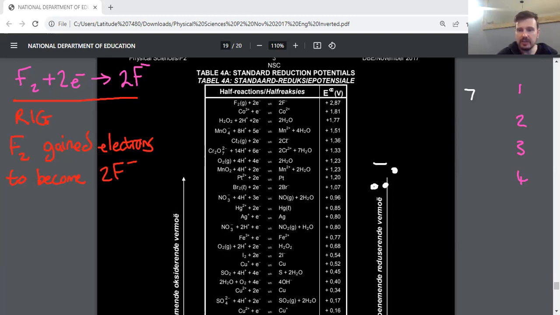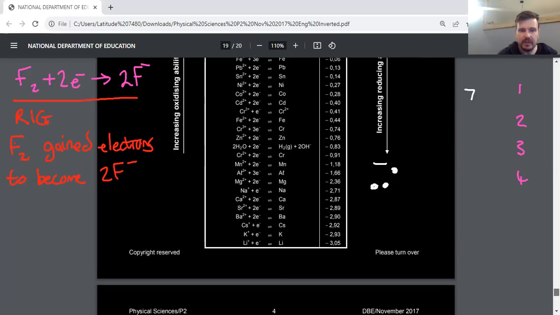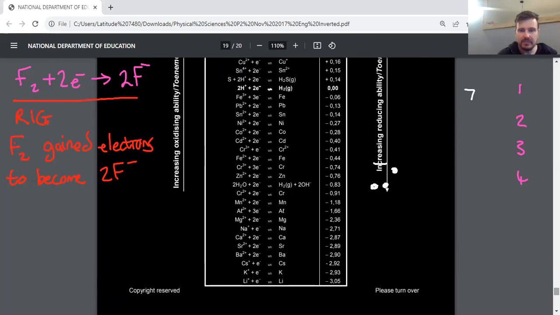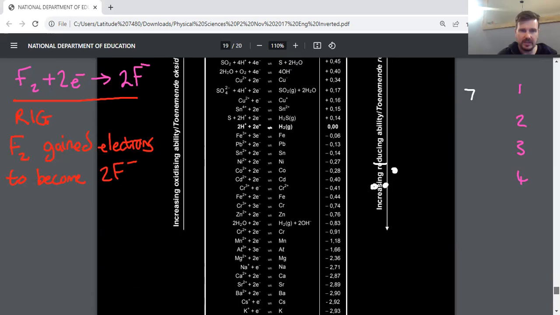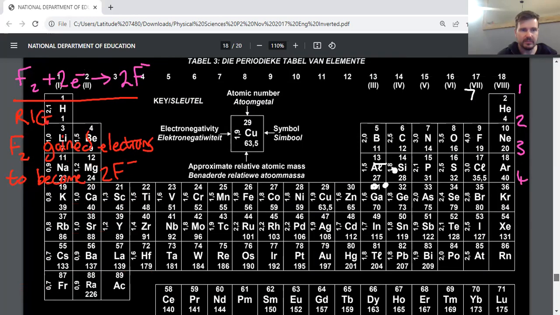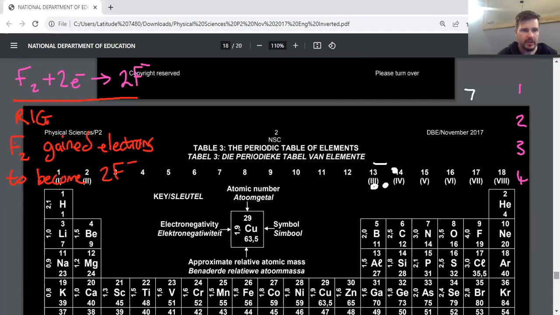And then if we go down to the bottom, we have lithium. So lithium is always going to be oxidized. Makes sense, because if the top's reduced, then lithium must be oxidized. And let's have a look at where lithium is. I'm going to move it down slightly so we can see lithium. So lithium, look, it's right there.